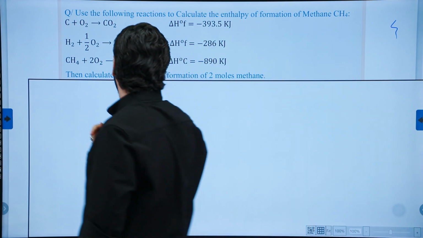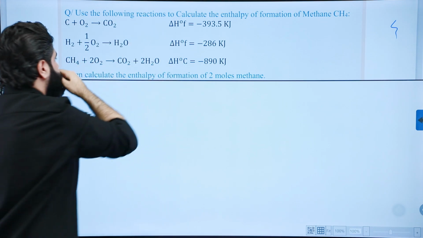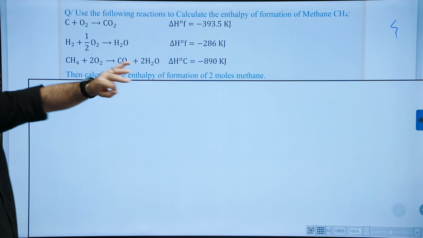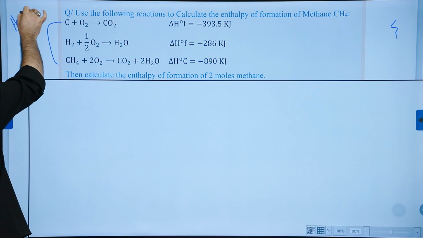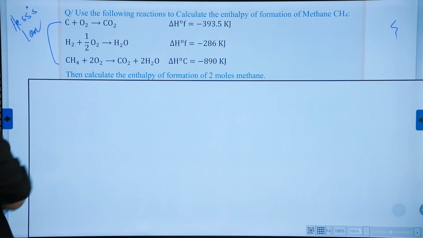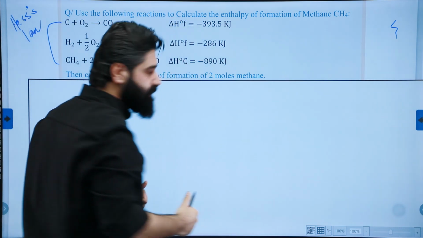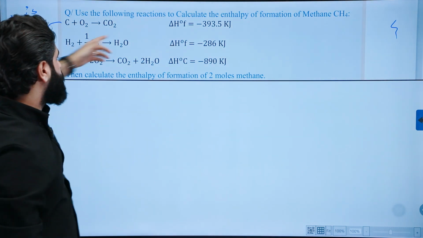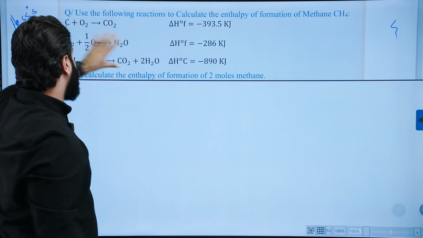Use the following reactions to calculate the enthalpy of formation of methane, CH4. First of all, as you can see, we have 3 reactions, right? So this is Hess's law. In Hess's law, one of them must be the overall and the other ones must be the steps. The other reactions must be the steps, because all of them have their own values, so none of them is the overall.